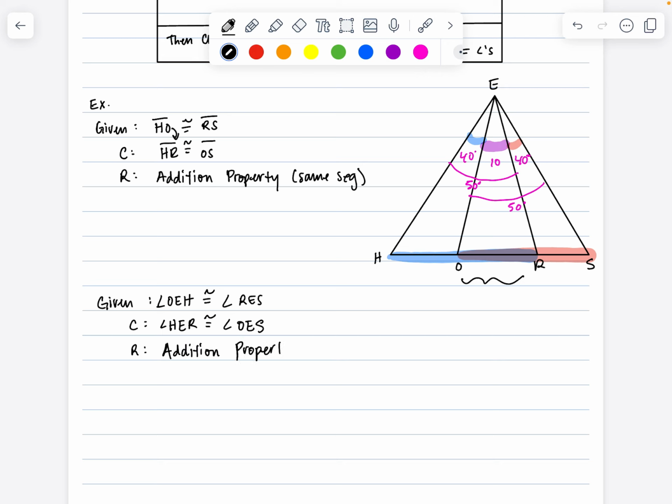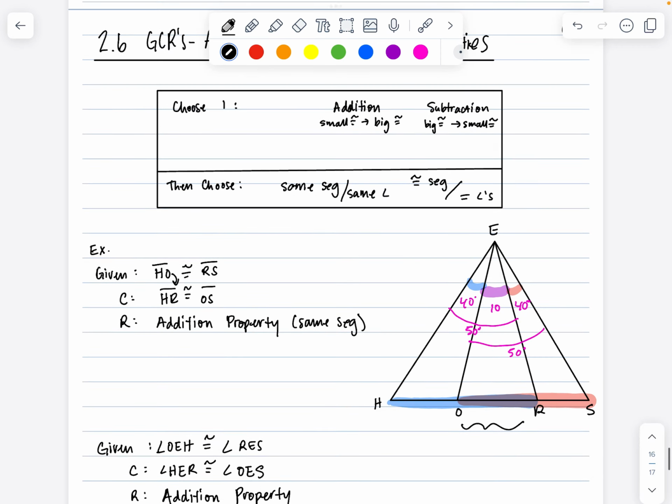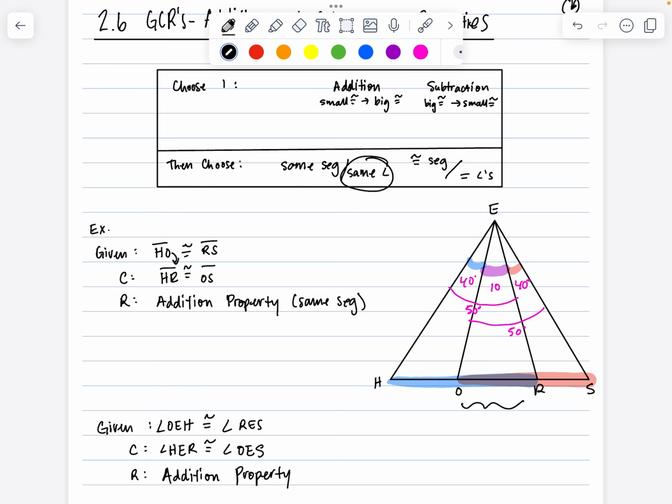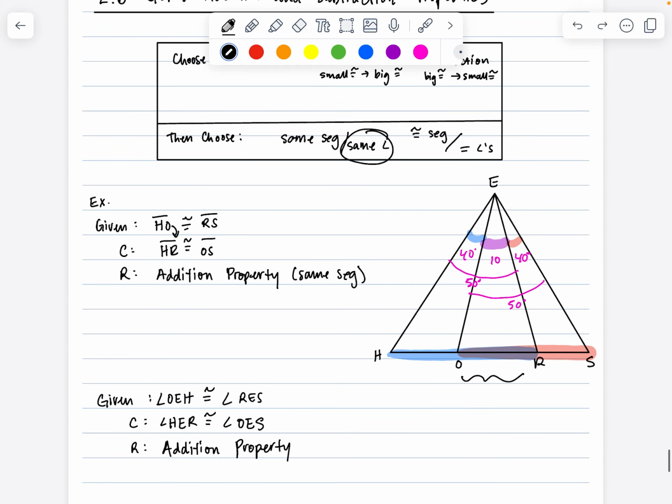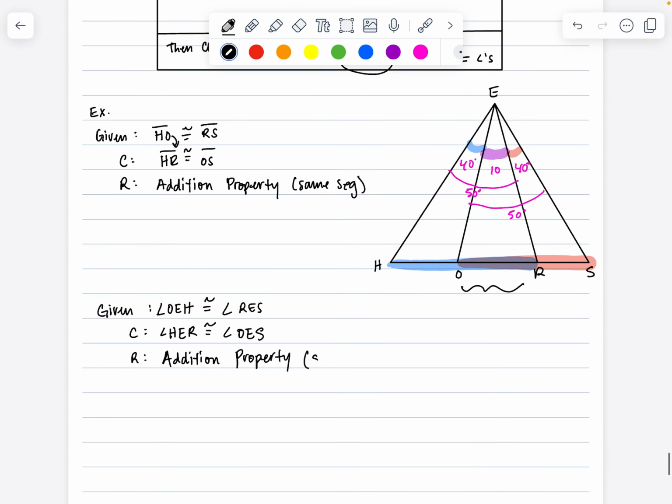But this time around, we determine what we're working with. We are working with the same angle, because this is the angle that's being added to both. This OER angle. Okay. So this is for the same angle.